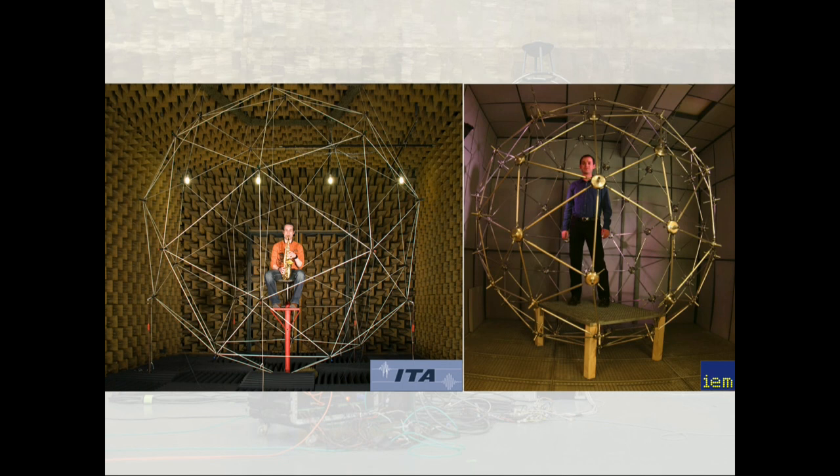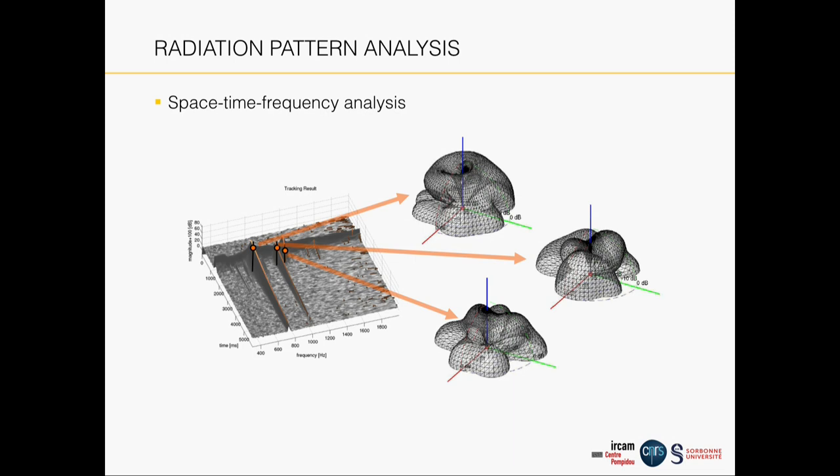That's the University of Graz in Austria. There's another one in Southampton. They also have 64 channels, as far as I know. Montreal, in Montreal they also have one. So what you do is you measure the space-time frequency distribution on the sphere.